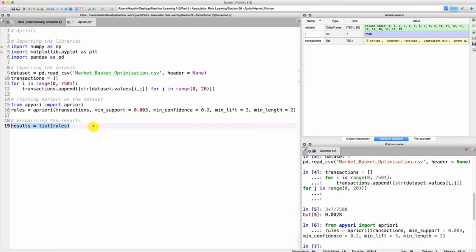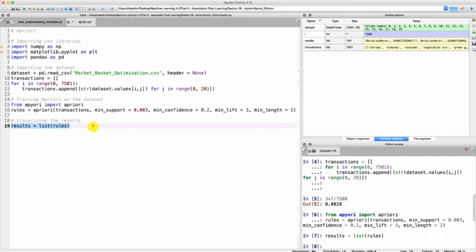I'm going to select this line here and execute. And the rules are computing. Almost there. Here we go. As you can see, it took 4 to 5 seconds to execute because it had to build some association rules over 7,500 transactions. So that took a few seconds, but here it is. The results, that is the rules, are actually made.